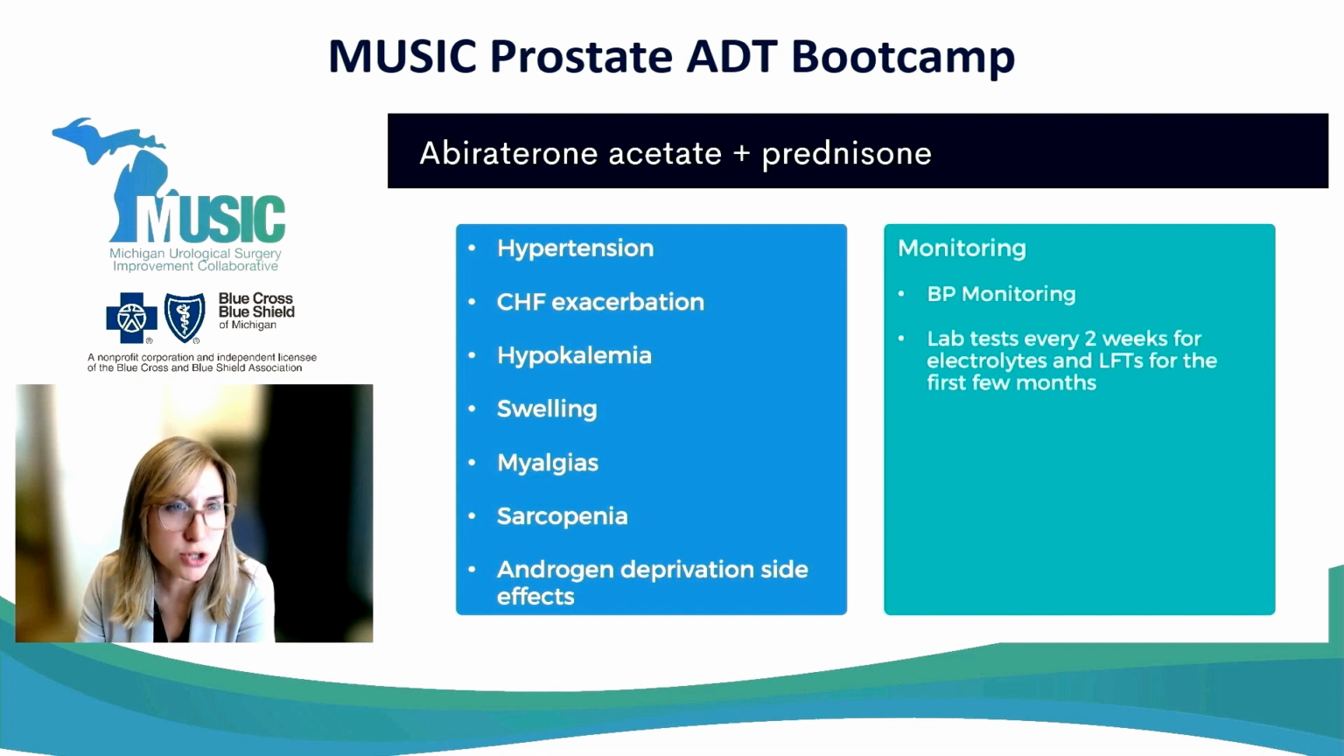Whenever patients are started on abiraterone, I strongly recommend close monitoring of these patients at least the first couple of months. This includes regular blood pressure monitoring in their home. So I recommend all patients get a blood pressure monitor and record their blood pressures. In addition, I recommend getting laboratory tests every 2 weeks to check on their potassium and other electrolytes, as well as their liver function tests for the first few months.